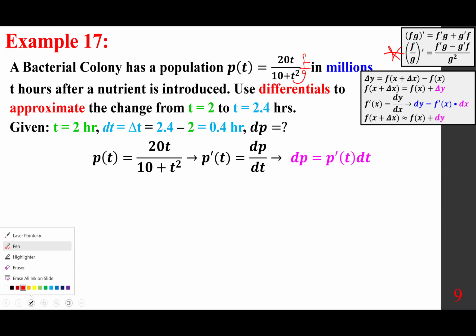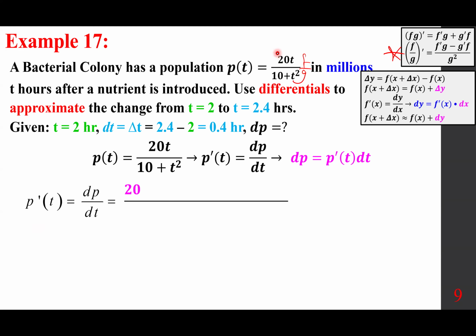going to use the quotient rule. And so having said that, f prime g minus g prime f over g squared. So f prime is 20 times g, which is 10 plus t squared, minus g prime, which is simply 2t, times f, which is 20t, and put the denominator here in parentheses and square.